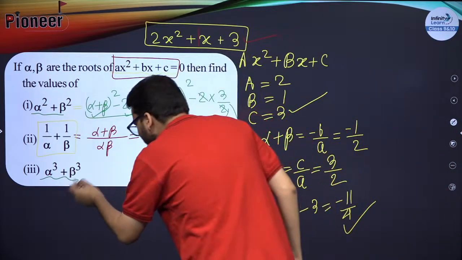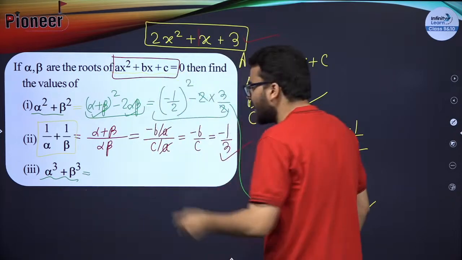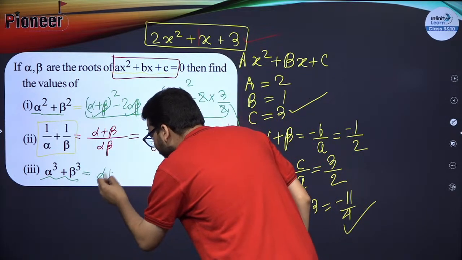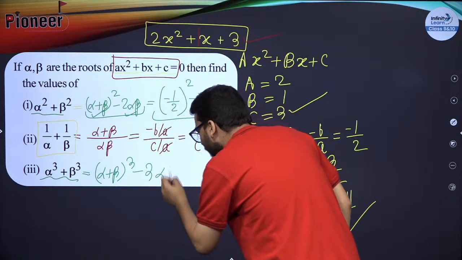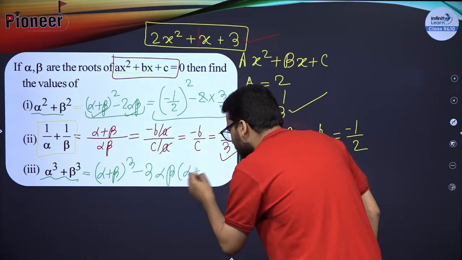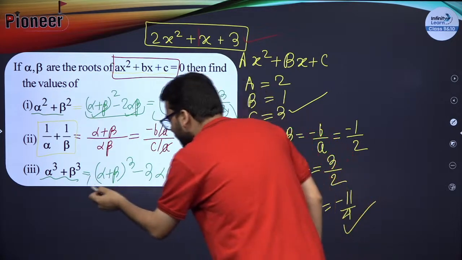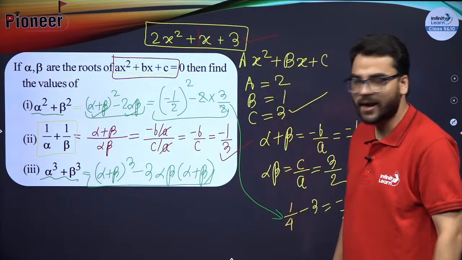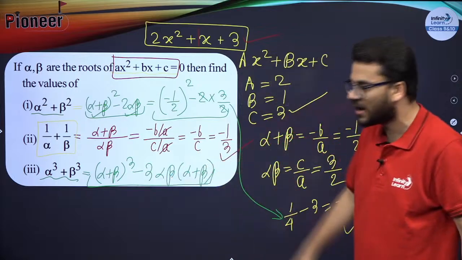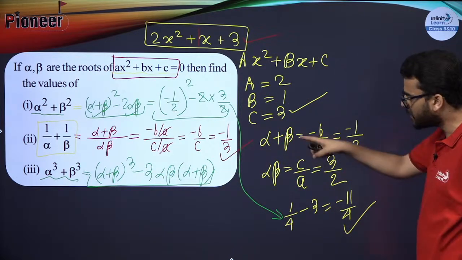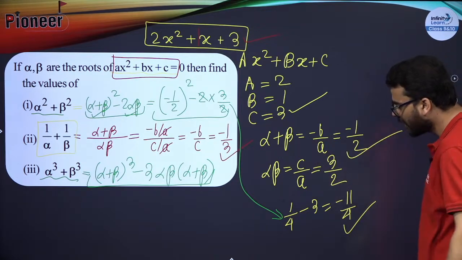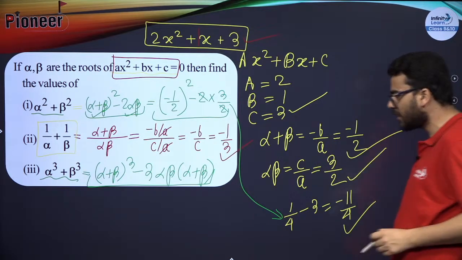So what I will do, you must have seen in grade 9, alpha cube plus beta cube can be written like this: alpha plus beta the whole cube minus 3 alpha beta into alpha plus beta. This formula you have studied in grade 9. Cubic identity, right? So you just have to put the values. Alpha plus beta, you know, is minus 1 by 2, and alpha beta is 3 by 2. Just put it over here.